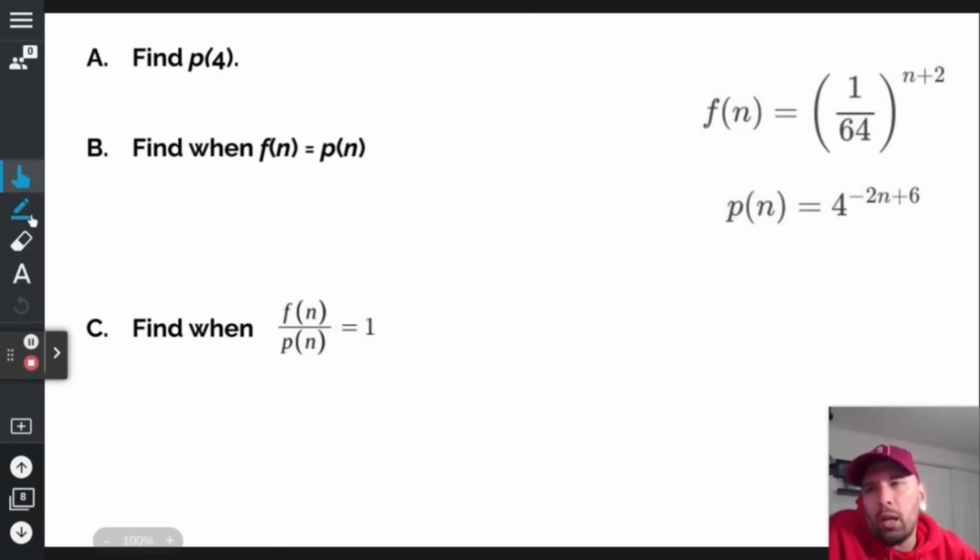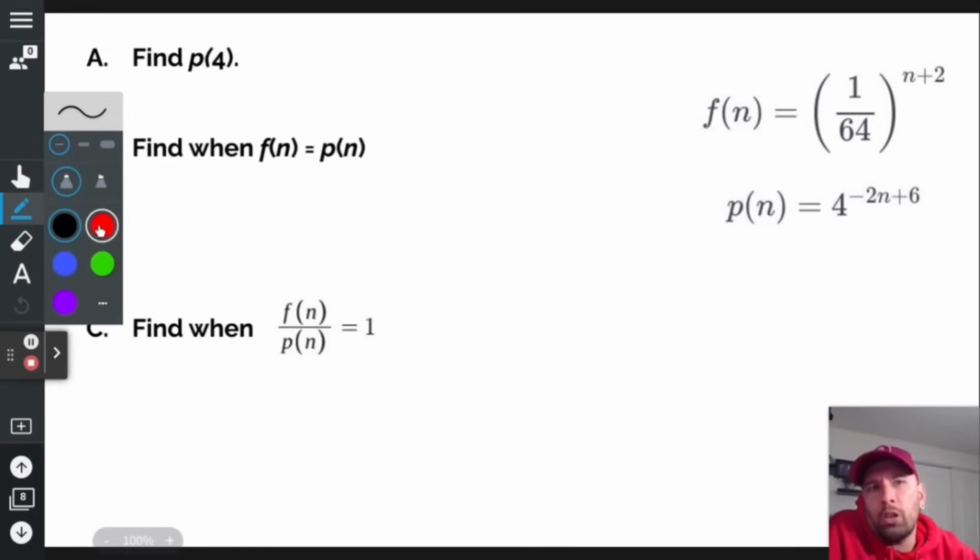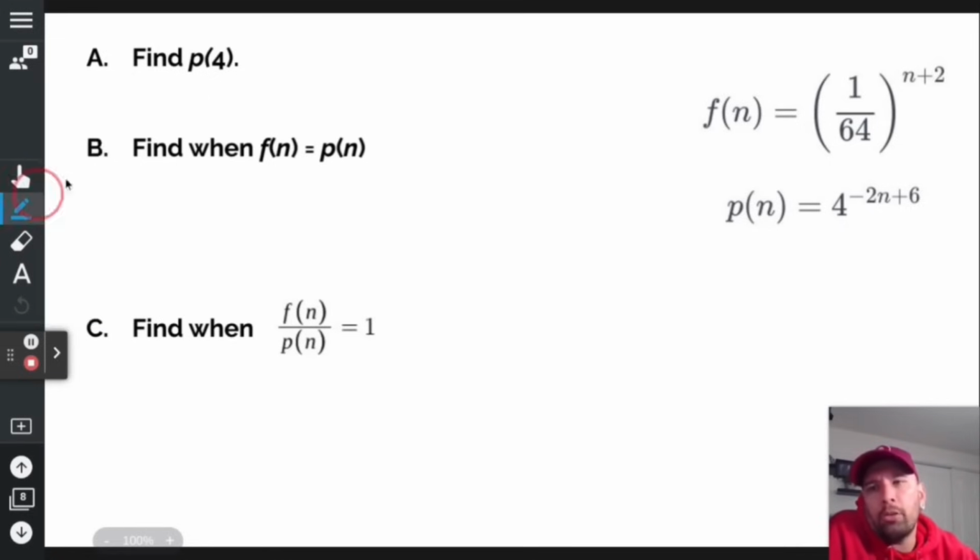All right, so we have two exponential equations. We have what appears to be a wacky looking decay problem and a wacky looking maybe decay. Yes, it is a decay problem. That's not my issue, though. I don't need to worry about that.